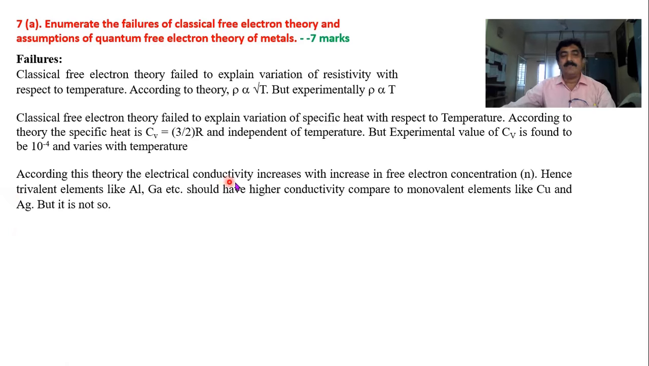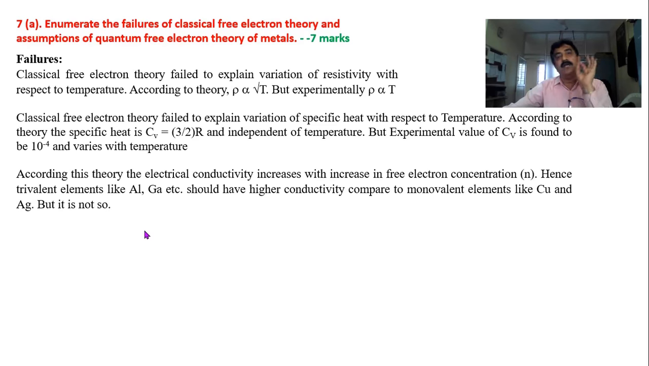According to theory, electrical conductivity increases with increase in free electron concentration. Hence, trivalent elements like aluminum and gallium should have higher conductivity compared to monovalent elements like copper and silver. But it is not so. Silver and copper are far better than aluminum and gallium. Therefore, classical free electron theory's prediction is wrong.